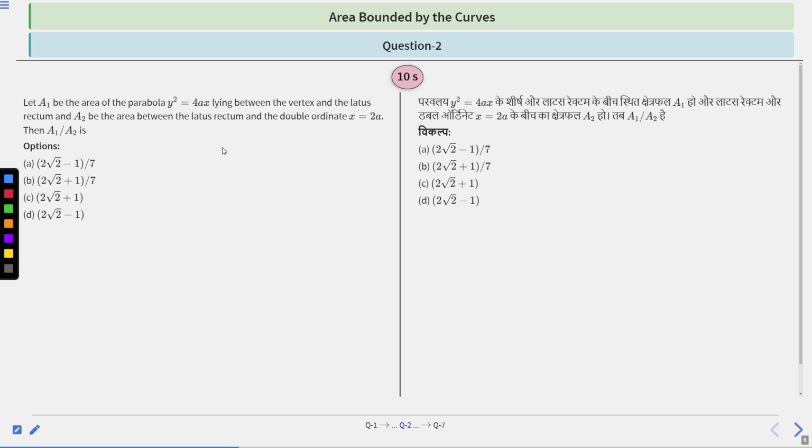So you will first form the parabola, and the area between the vertex and latus rectum can be calculated by integration: 2 times integration of 0 to a root over 4ax dx, like that, and it will be equal to A1, and A2 will be equal to integration of a to 2a root over 4ax, and you'll calculate A1 and A2, and you can easily take the ratio of A1 and A2, right? So in this way, you try to approach this question. You have 10 seconds to solve this question. After 10 seconds, we will discuss the solution.